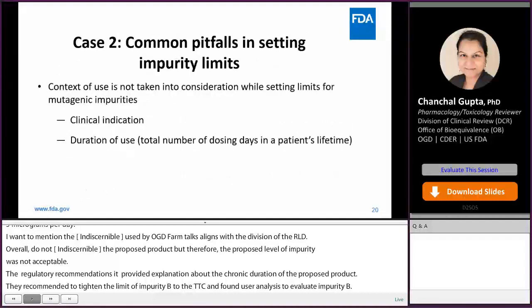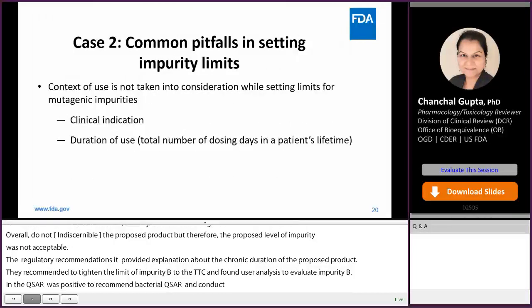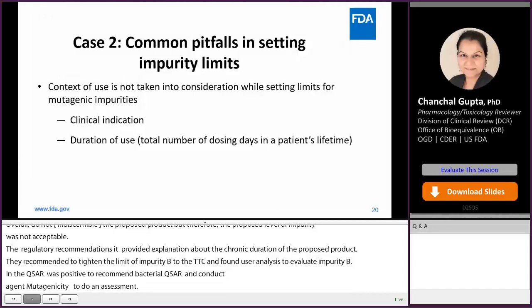The bottom line of this case study is that oftentimes the context of use of the drug product, that is the clinical indication and duration of use based on total number of dosing days, is not taken into consideration while setting impurity limits, which results in deficiency.